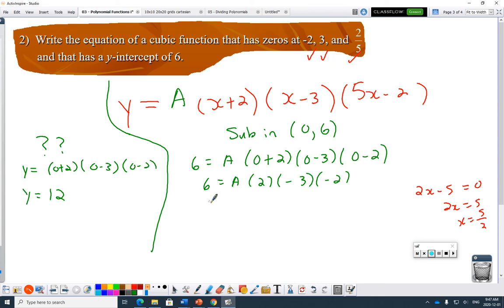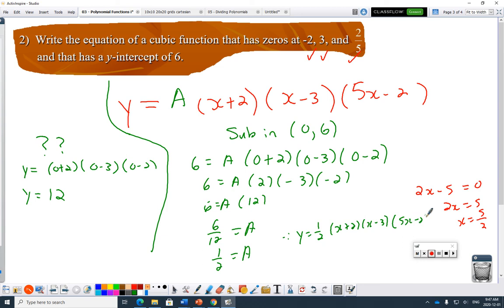Because over here, let me do all this work over here. 2 times negative 3 is negative 6 times negative 2 is 12, and then a little dividing. So no freaking out, okay, folks? So far, subbing, not too bad. A is 1/2. Therefore, y equals 1/2 (x plus 2)(x minus 3)(5x minus 2). There's the equation. I can now check that part off as well.